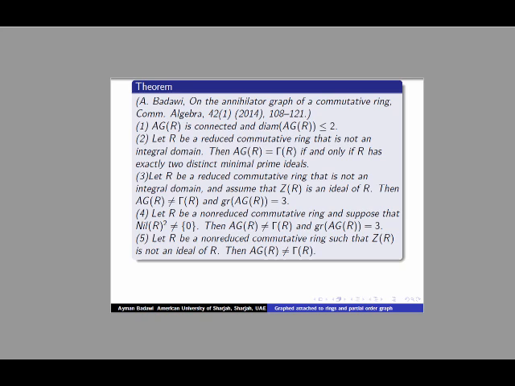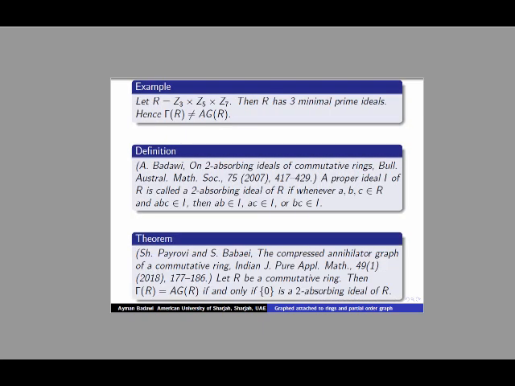Look at number 3, 5. If the ring is non-reduced and the zero divisor set is not an ideal, then these are not the same. The annihilator graph and the zero divisor graph are not the same.